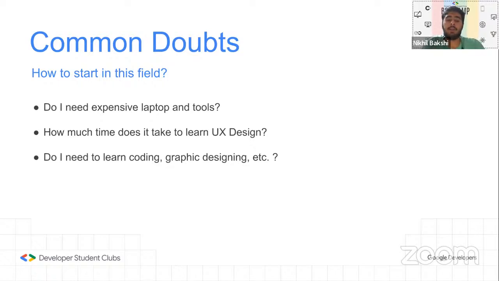And the time taken to learn UX design, if you look at it from the visual perspective of UI design, you can learn a software like Figma in 50 to 60 hours. It's just learning the basic tools and how to use them. Other than that, you learn by implementing different projects.